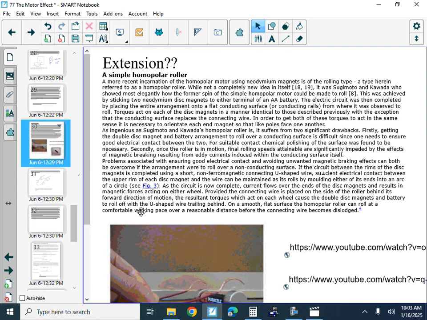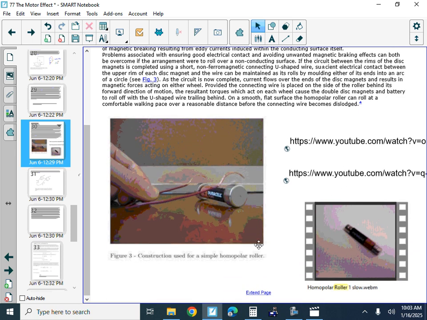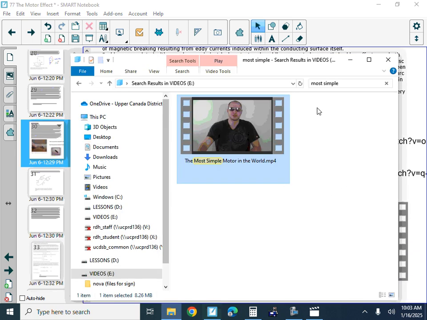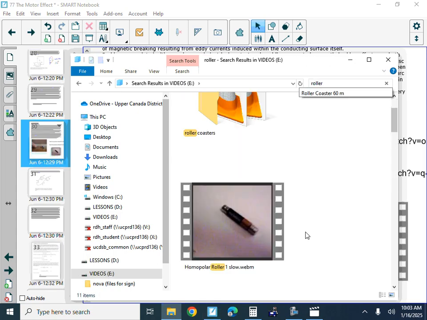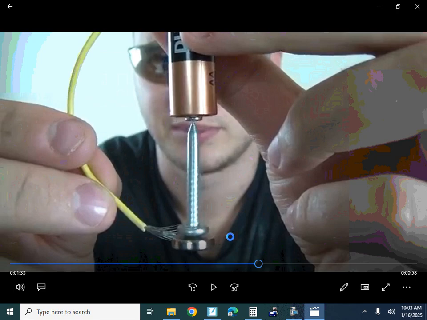Then what do we have here? Oh, let's see this later. The homopolar roller. There's weird things. Let's see if I can get it this quick. Here we go. Just weird designs that actually are real rather than the fake stuff you see so often.